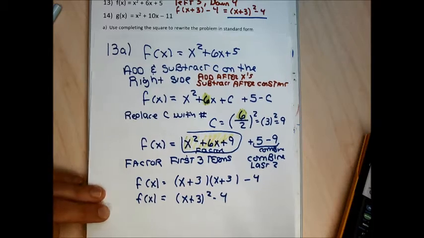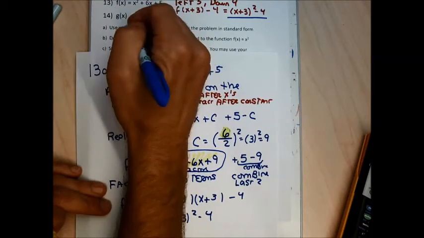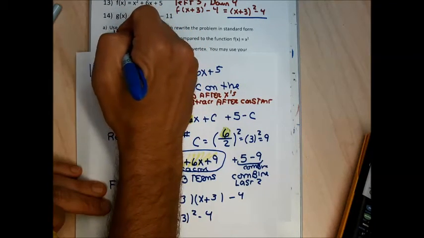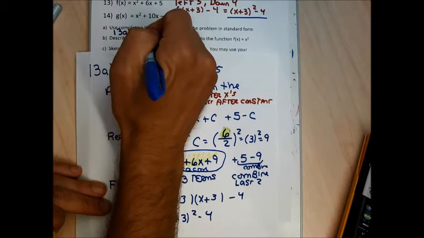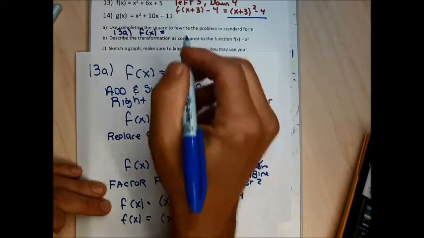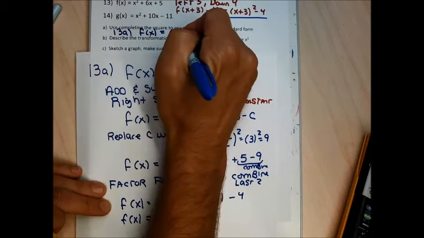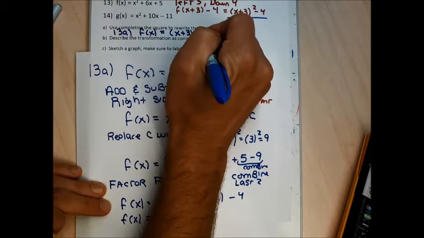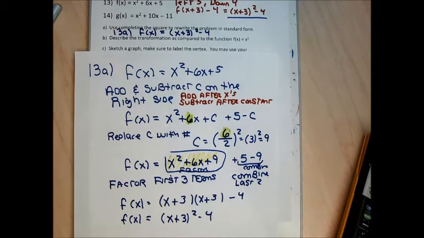My answer to part A, the rewrite of my function for 13a, is going to be f of x. I don't need to worry about the left side. I'm just going to worry about the right side. Is x plus 3 squared minus 4. Done with the hard part, everything else is easy.